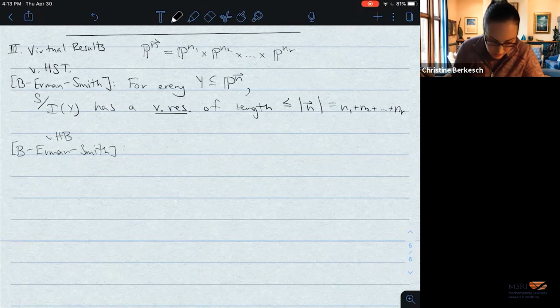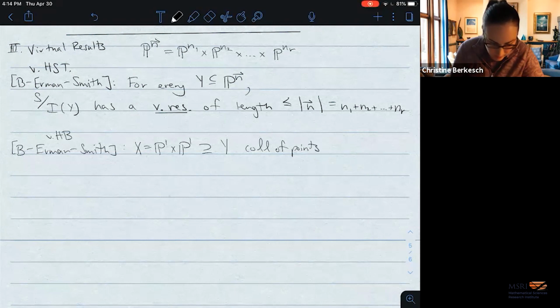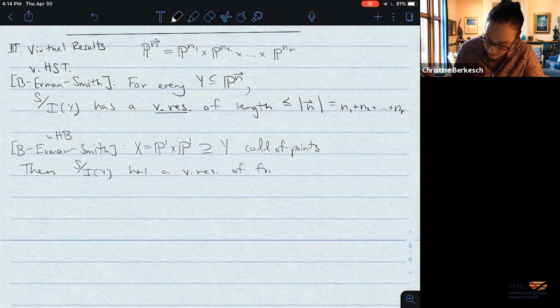Now, this doesn't work for arbitrary projective spaces at this point, but if X is P1 cross P1, and we're looking at a collection of points, then we get a Hilbert-Syzygy type theorem. So this has a virtual resolution of the form we would hope for.